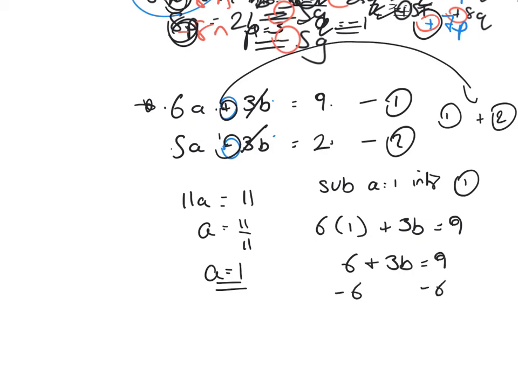I'm going to take 6 off of both sides, and 3b equals 3. Bring the 3 down, divide. B equals 3 divided by 3, and b is equal to 1. Final answer, a equals 1, b equals 1. Okay, let's try another.